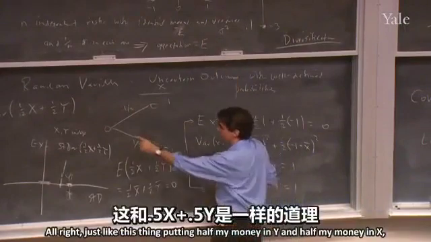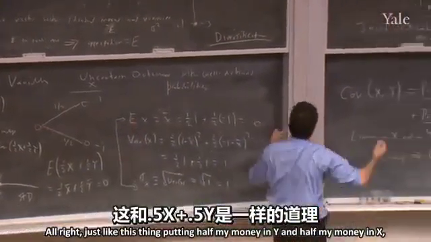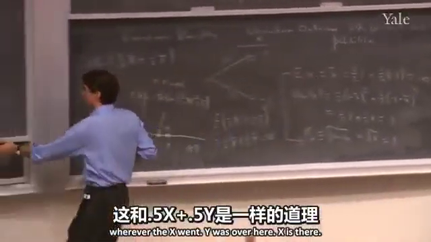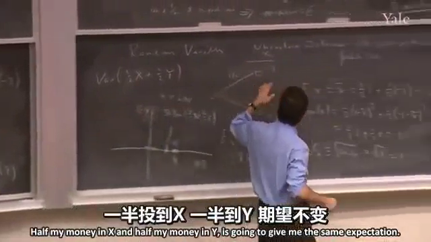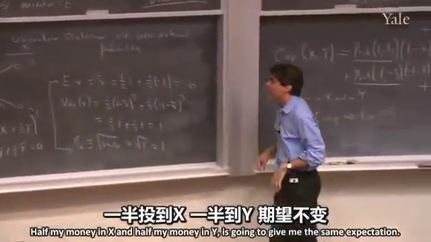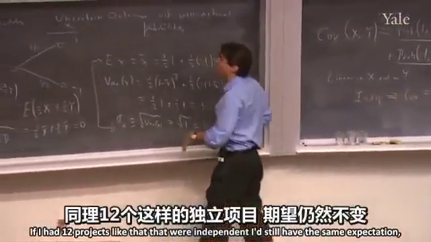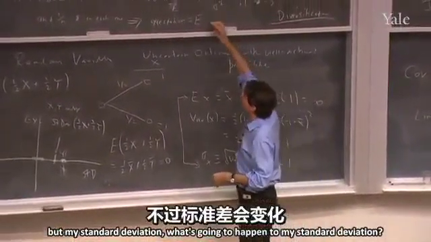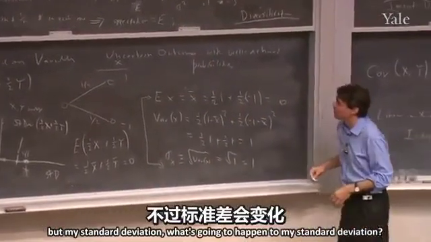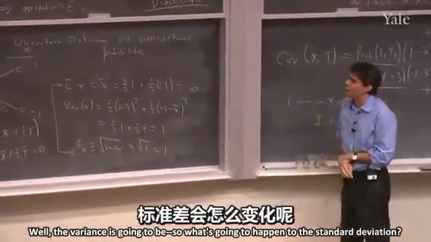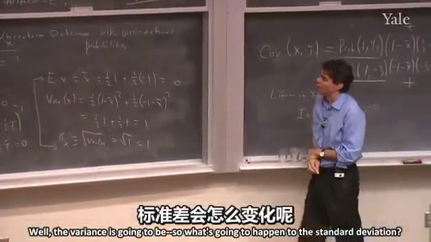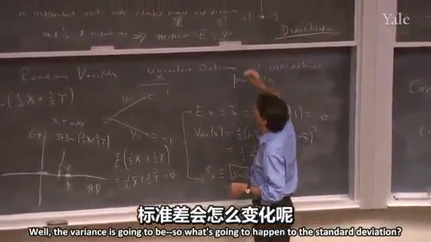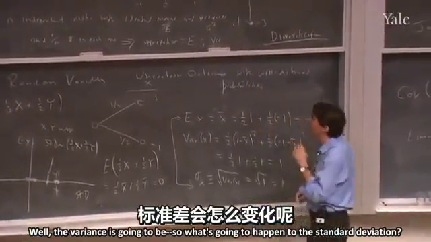All right, just like putting half my money in Y and half my money in X, wherever the X went, Y was over here, X is there. Half my money in X and half my money in Y is going to give me the same expectation. If I had 12 projects like that were independent, I'd still have the same expectation. But my standard deviation, what's going to happen to my standard deviation? Well, the variance is going to be, so what's going to happen to the standard deviation?